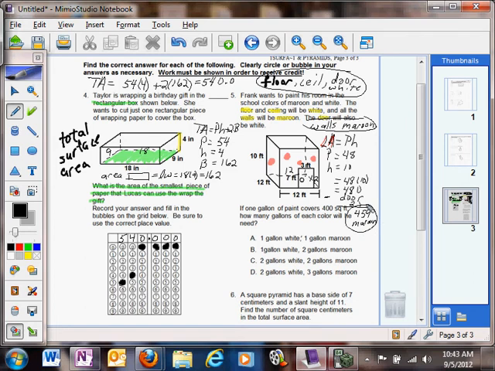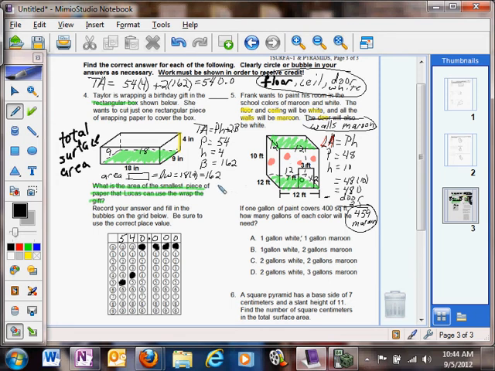That's my maroon paint. And now for my white paint, that's going to be the floor, the ceiling, and the door. Well, the floor and the ceiling are both the same shape and they have the same dimensions. I've got the floor here, which is a 12 by 12, and the ceiling is also going to be a 12 by 12, because if this is 12, this is 12. If this is 12, then this is 12. So the area of a square is length times width, and so that's 12 times 12, which is 144.